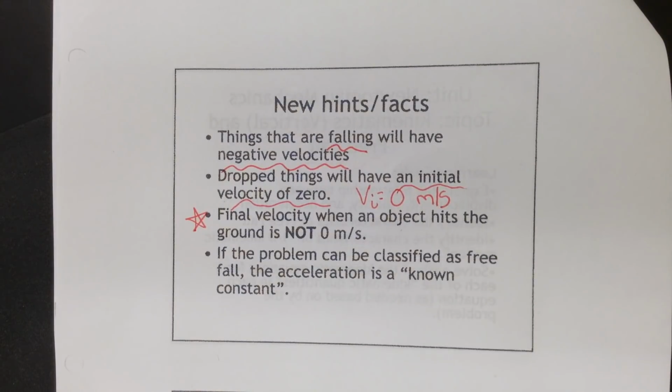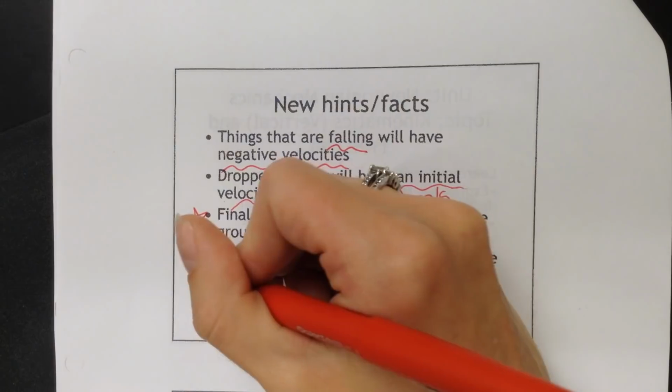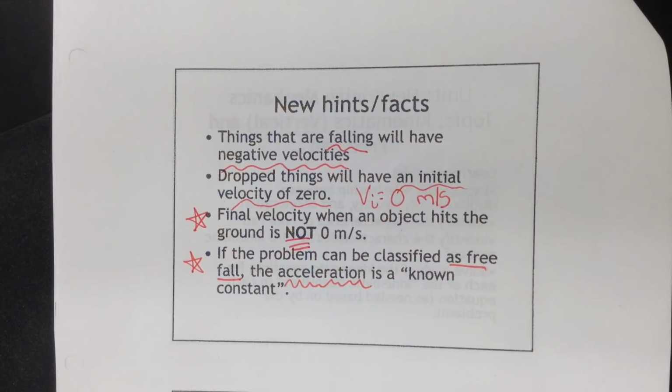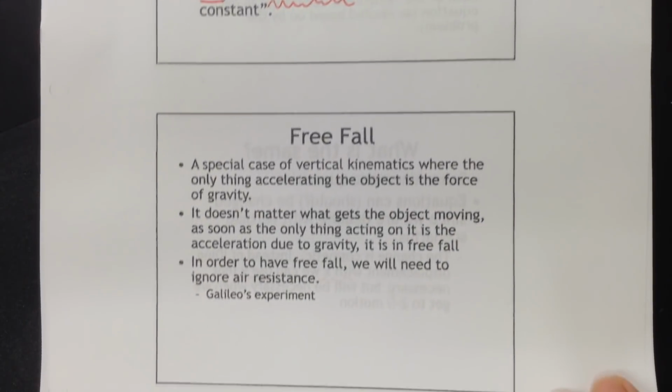Final velocities, when they hit the ground, you cannot say your V of F is 0 meters per second. Think about it. If you were to drop your cell phone onto the ground, when that cell phone hits the ground, it just doesn't stop dead in its tracks. It does a little wiggle or shimmy or shake or maybe bounces up a slight bit. Anything that you drop, when it hits the ground or the surface, is going to have some slight movement to it still. So you cannot say V of F is 0 when it hits the ground. And then lastly, if a problem is classified as free fall, your acceleration value will always be a constant value, meaning the same. So let's go ahead and take a look at what free fall means.